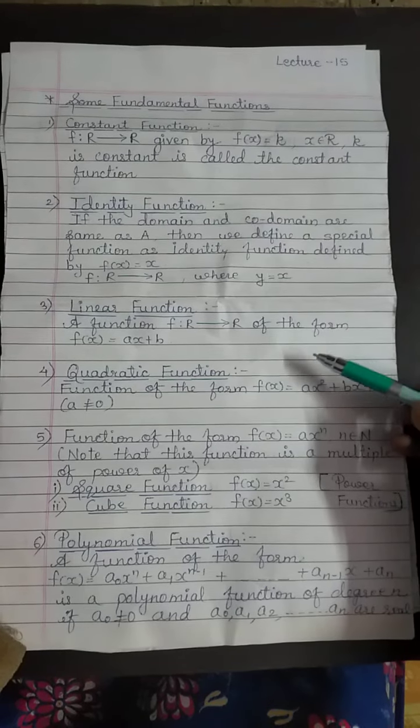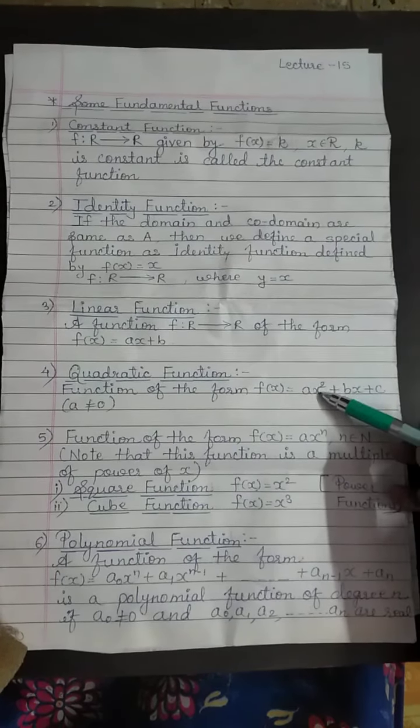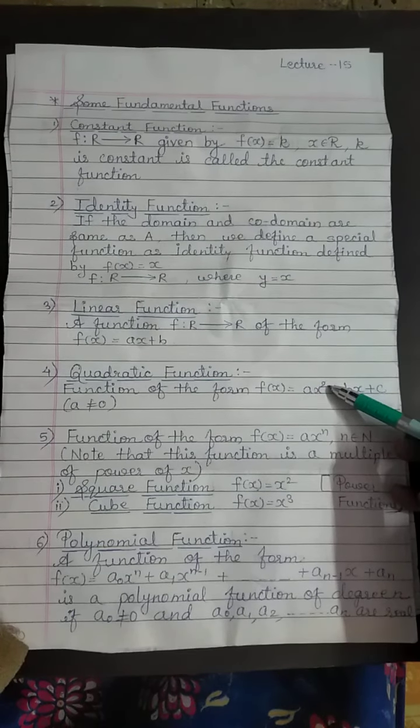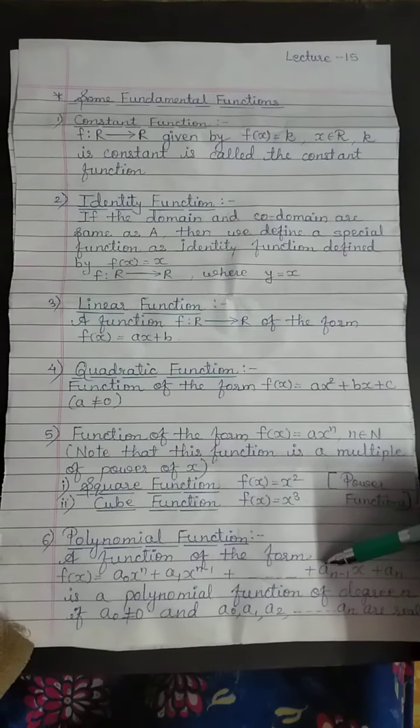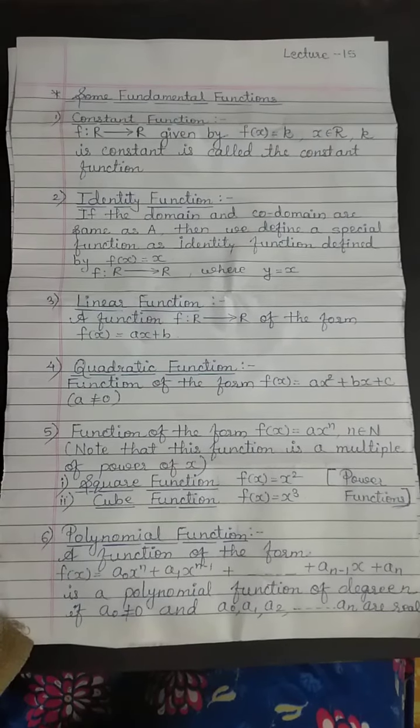Means what is the difference between this quadratic function and polynomial function? Here the power of x is fixed, that is 2, but here we can get the higher power of x to draw the graph for the polynomial function.